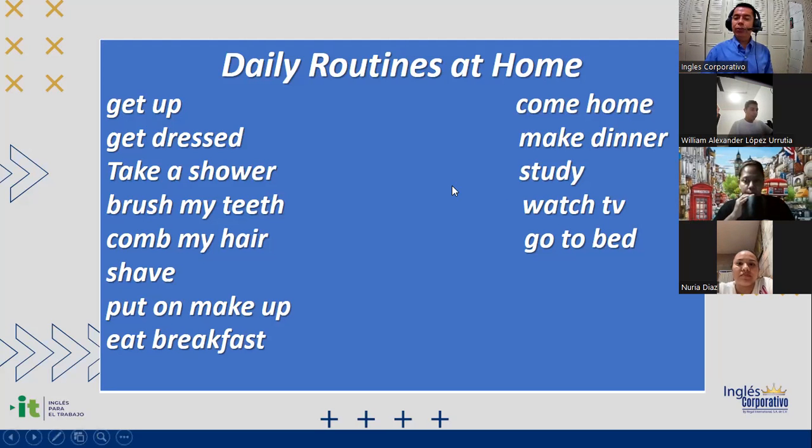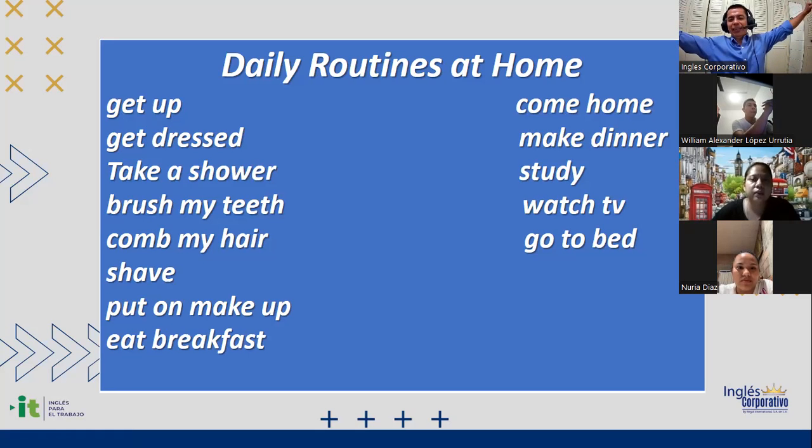Now, I need you to tell me in Spanish. Karen, help me. Karen and Nuri are going to help me, right? Yes? Ready? Get up. How do you say get up in Spanish? Levantarse. Levantarse, despertarse, right? Get up, right? And then, okay, now get dressed. Vestirse. Yes. Take a shower. Tomar un baño. Yes. Brush my teeth. Cepillarse los dientes.